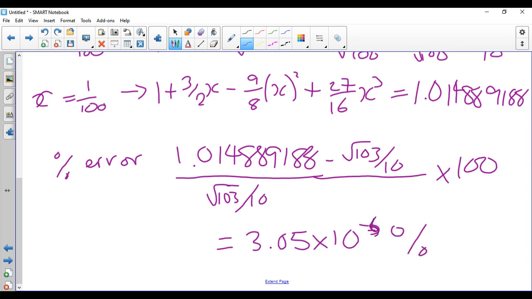So as you can see, it's actually pretty accurate. Okay, and that is a standard question, so it's worth practicing. They'll give you an x, you pop it in and you see what it gives you. Now, if I wanted to estimate the square root of 103, if I took my answer, 1.01488 and so on, and times it by 10, I'd have an estimate for the square root of 103. So it's quite a powerful little tool.